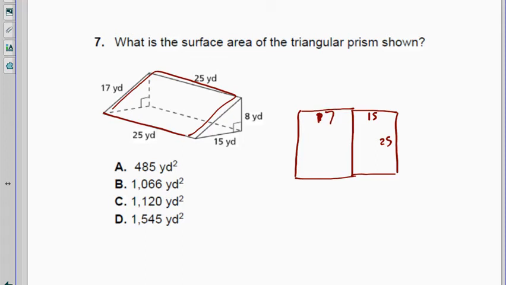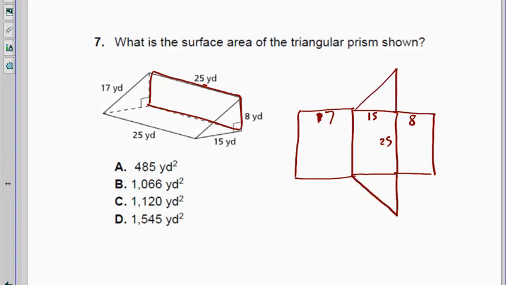Then I'm going to go to the back and fold that down, and that shares the 25 side again, and it has an 8 side. And now I have my two triangles, okay? And the triangles have a height of 8, so I know it's going to share that 8 dimension, and of course the bottom is 15. So now I have these 4 different shapes, right? I have 2 triangles.